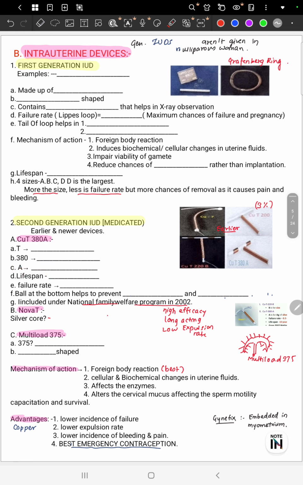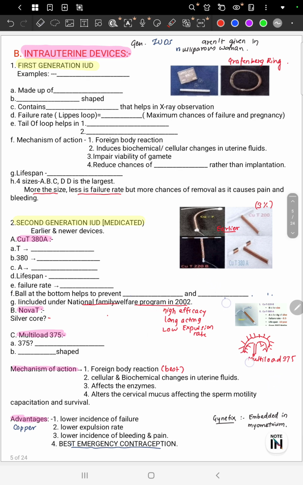The lifespan of copper T380A is 10 years. And the failure rate is very low, that is 0.5 to 0.8%. There is a ball at the bottom. This ball at the bottom helps to prevent the perforation and the pain that is caused because of it. It was included in the National Family Welfare Program in 2002. Why? Because it has high efficacy, it is long acting, lasts 10 years, and it has a low expulsion rate as well.